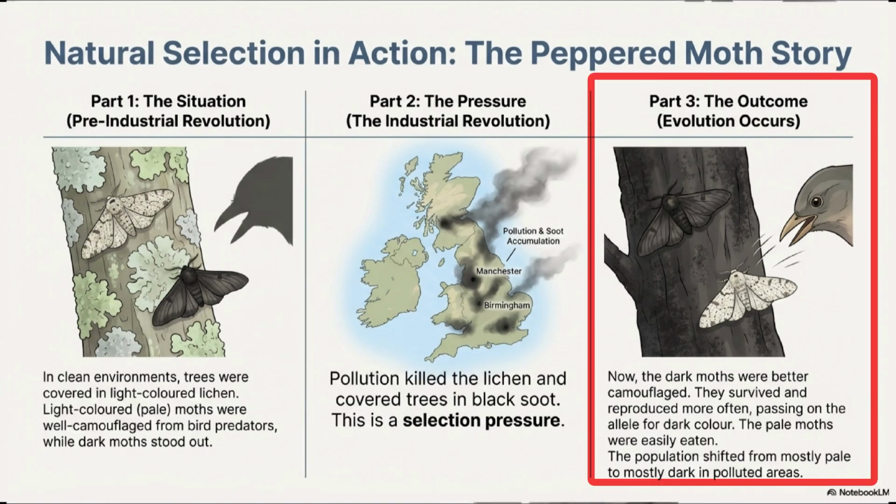And that leads us to part three, the result. Now, against that dark, sooty bark, who do you think stands out? The pale moths. And who's perfectly camouflaged? The dark ones. So the dark moth survived, they had more babies, and they passed on the gene for dark wings. And get this, in just a couple of decades, the whole population flipped from being mostly pale to almost entirely dark. That right there is natural selection in action.